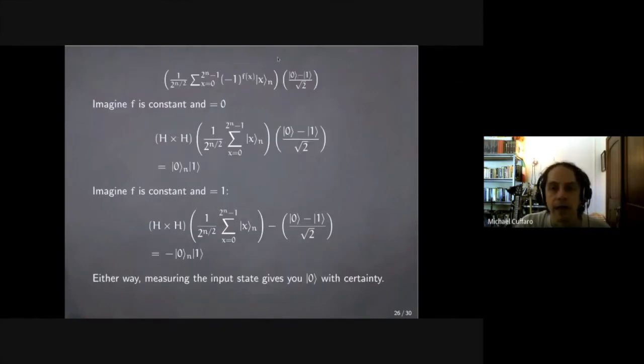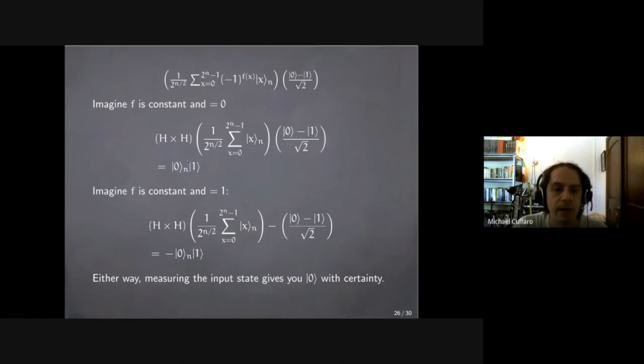Okay, so now we have this state of the computer, and we imagine that f is a constant function. Now imagine that f is constant, and imagine that it's equal to 0. So if f is constant and equal to 0, then the phase factor goes away. Well, I mean, it just goes to 1. Okay, and so we have that.